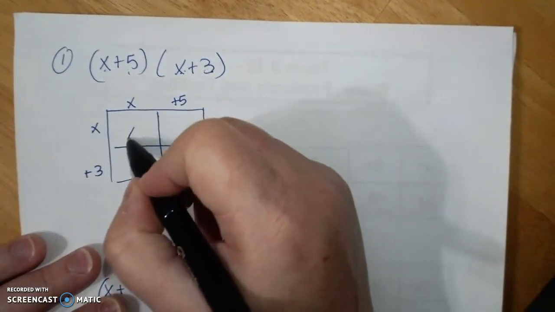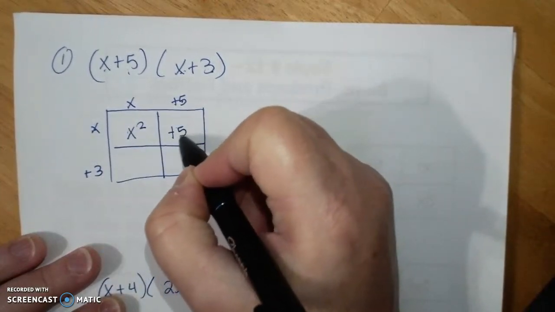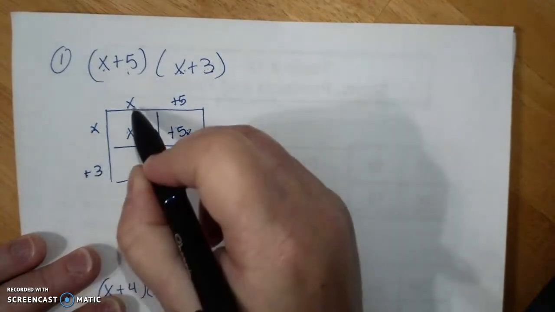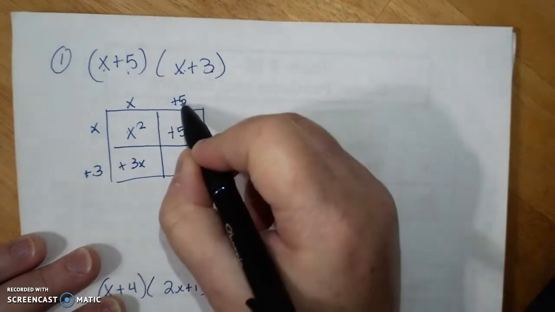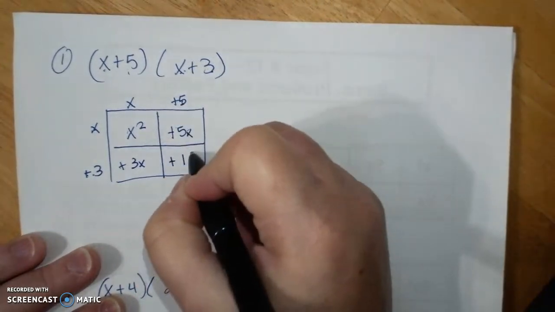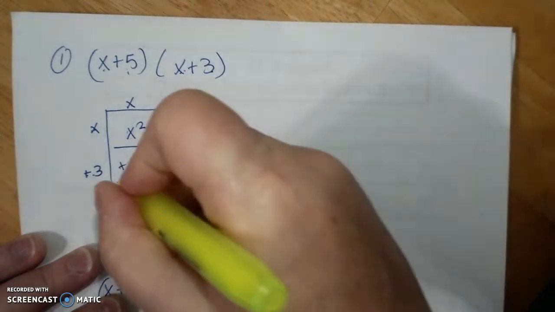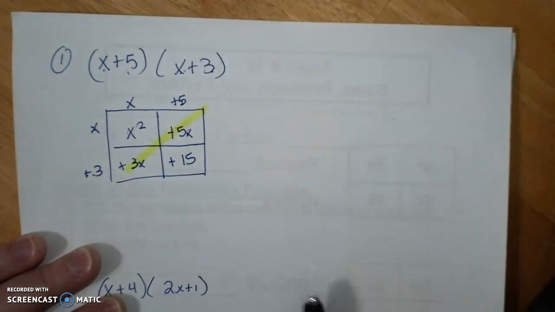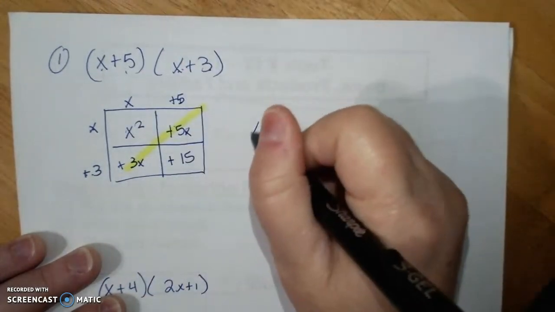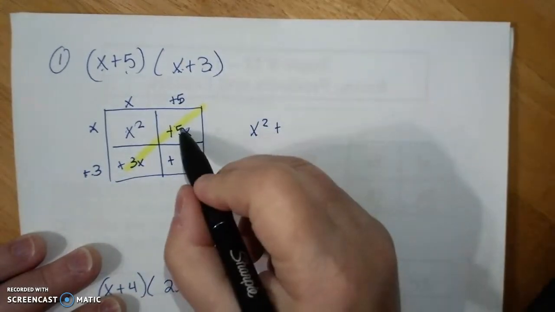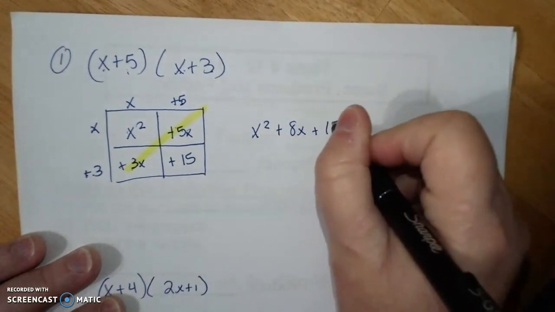So x times x is x squared. X times 5 is positive 5x. Positive 3 times x is positive 3x. Positive 3 times positive 5 is positive 15. And then when you do these to get the product, you just go down the diagonals. And so your answer would be x squared plus 5x and 3x is 8x, and 15.